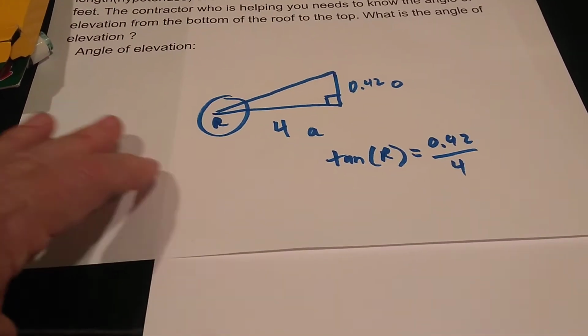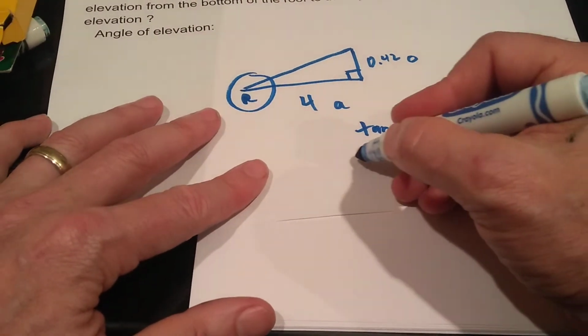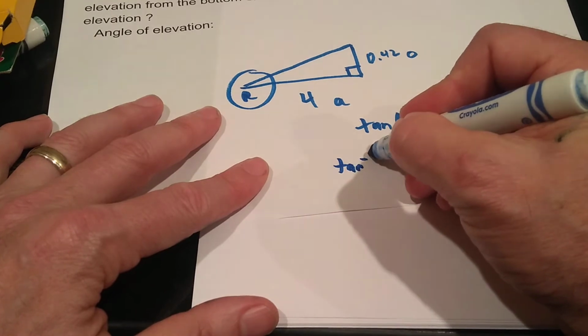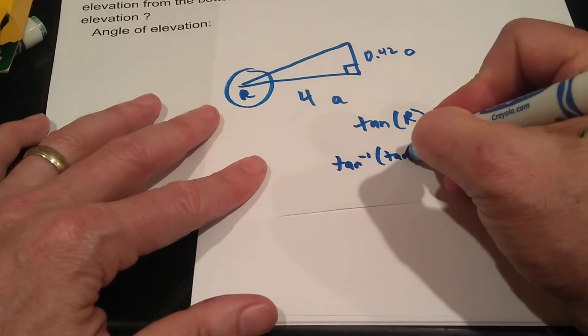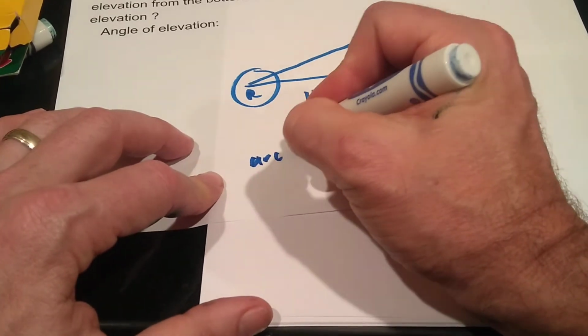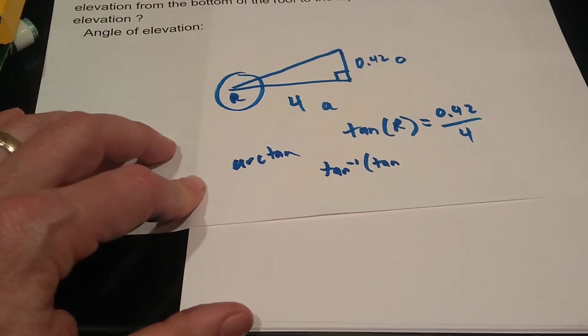All right, and now I'm going to take the inverse operations of both sides. So I'm going to say, okay, I'm going to undo my tan. And once again, this can be called arctan as well, and you'll see it written that way on some calculators.